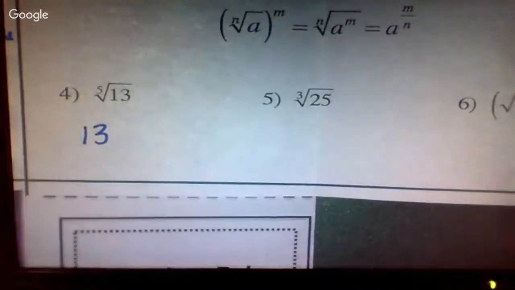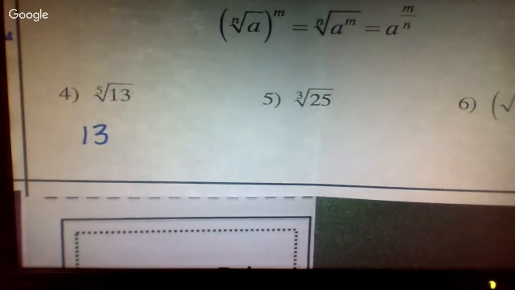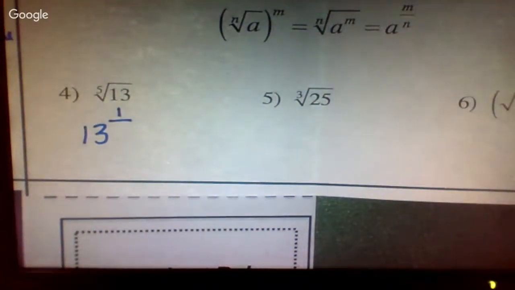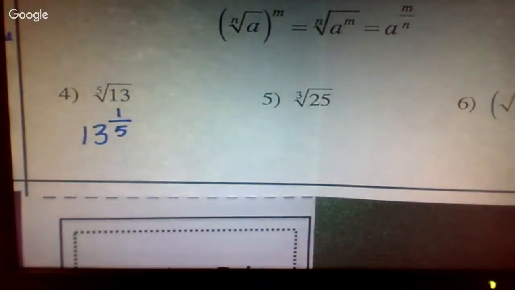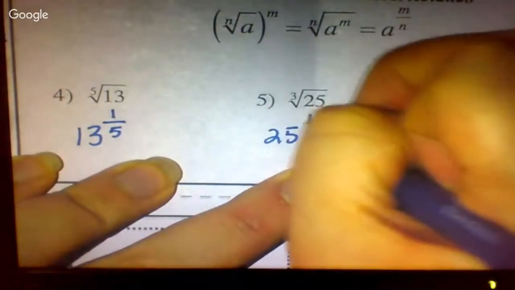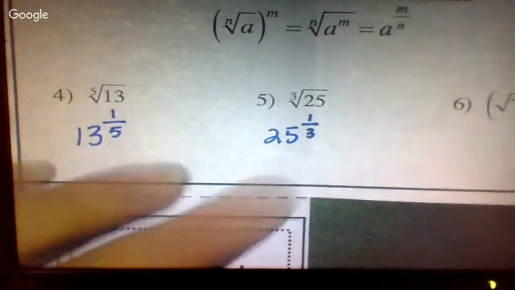So this is 13. What is 13 raised to underneath? What's the exponent on 13 underneath the radical? Nothing. There's nothing there, which means there's a 1. Fantastic. So this is 13 to the 1 over, what's my index? 5. So 13 to the 1/5. Number 5. This is 25. What is it raised to? The 1. And my index is 3. 25 to the 1/3.